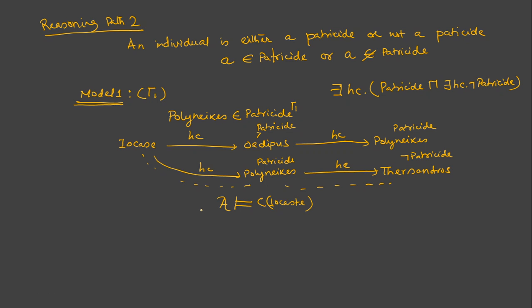Now if we want to make C(Iocasta) true, we need to check whether this is true in any interpretation, any given model of A, right? And we have established that C(Iocasta) is entailed by A under model gamma 1, right?